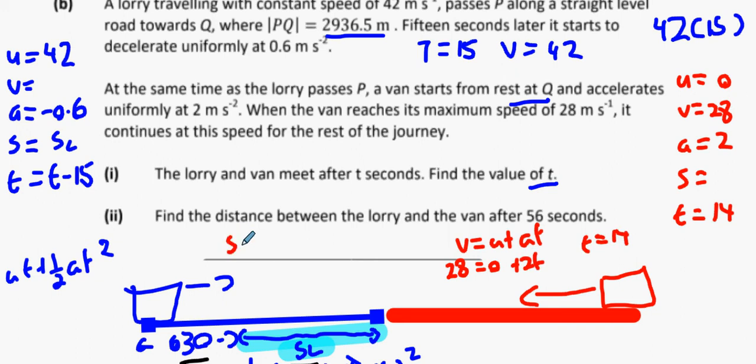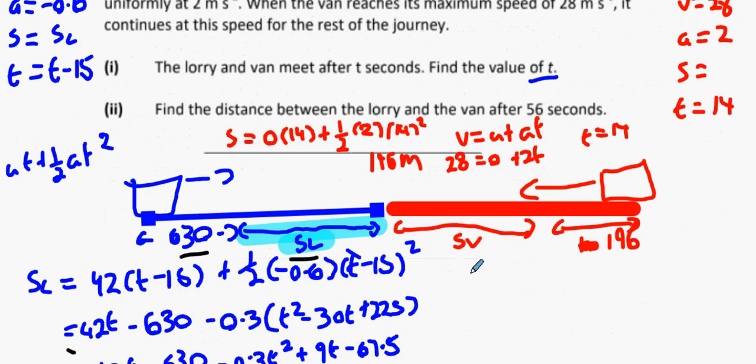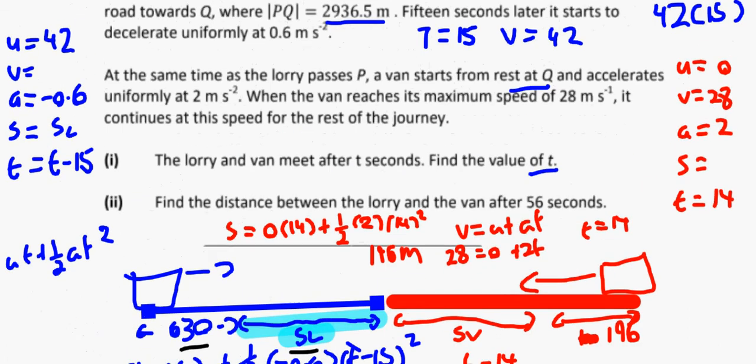In this time, s is equal to ut plus a half at squared. It's going to be 0 times 14 plus a half times 2 times 14 squared, which is 196 meters. So the van covers 196 meters in its first 14 seconds. Now, in the remaining time, which we'll call s van, and the remaining time is t minus 14 seconds, okay? So now we're going to calculate its distance s_v, okay?